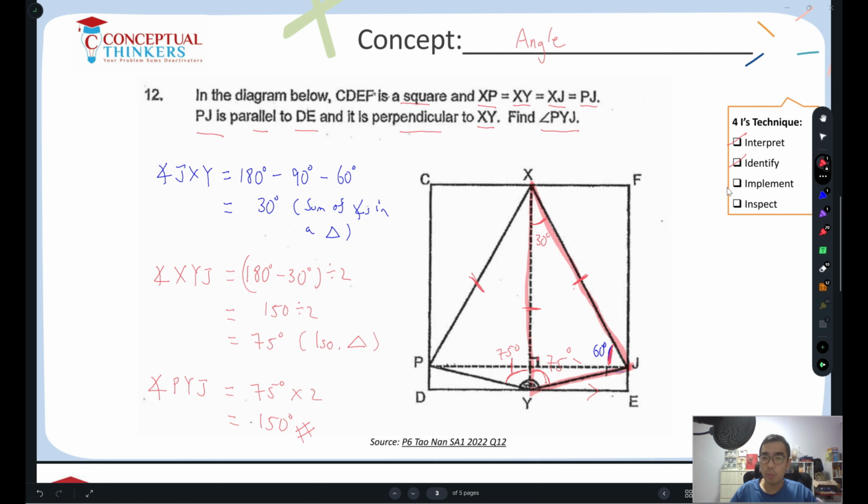So we already implemented our steps. Now comes inspection. What we do is ensure that our calculation didn't make any mistake. We are using the correct numbers to do our calculation. We read the question carefully, so no transfer error. That is the best that you can do for your inspection for this question.